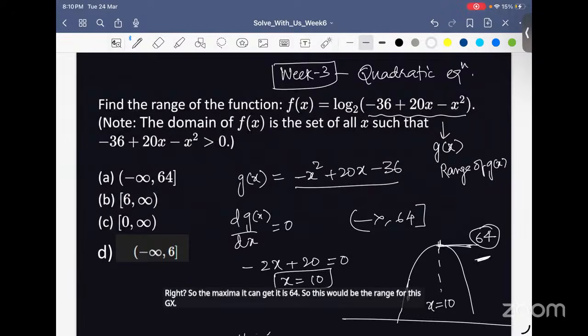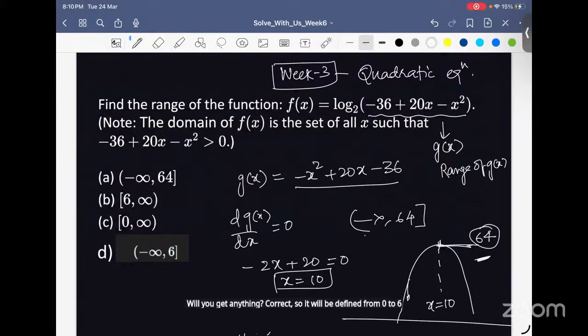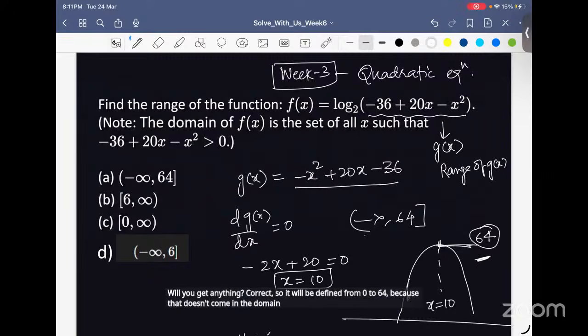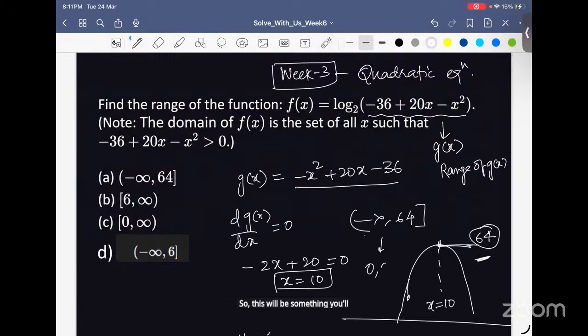Now if I apply the logarithm function on that, the function values go from minus infinity to 64, right? So log of minus infinity, will you get anything? Sir, it will be defined from 0 to 64. Correct. It will be defined from 0 to 64, because the rest doesn't come in the domain itself, right? Yes, sir. So you'll be writing 0 to 64. Correct? 0 doesn't get included.